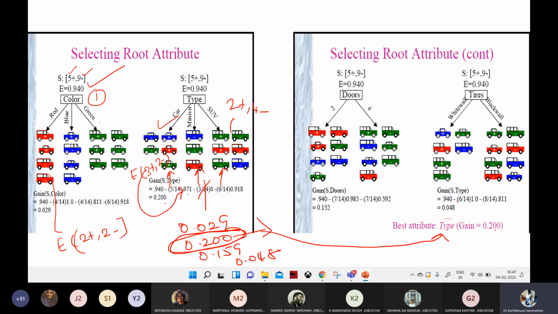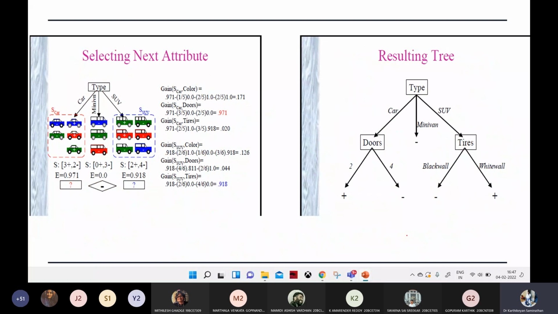The gain for type is 0.200, so this type is your root. This is the highest gain, so this will become your root node. See here, the root node is your type. Now this type has 3 categories. Now you need to find the next parent node. Except type we have 3 more, so again you need to start calculating for color, doors and tires, the other columns. Then you classify this.